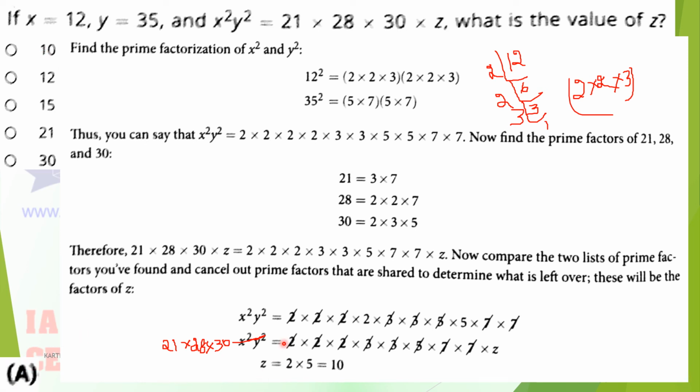Okay, I hope all of you understood. So first take the factors, and left hand side is equal to right hand side. So then you can easily cancel each other, the common factors. Remaining terms you will get 2 as well as 5, and you just multiply, then you will get the value of z. Z is equal to 10.